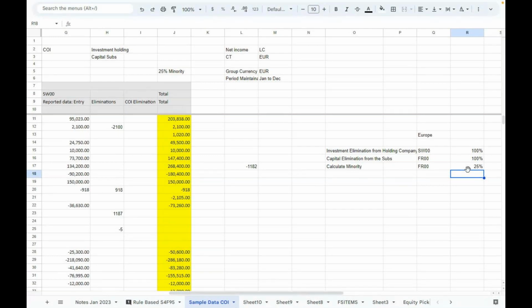And then you have to calculate the goodwill. Goodwill, some people want to post in the subsidiary, some people want to post in the holding. Both are possible. SAP has given that option. Now most of the customers post the goodwill in the subsidiary. So I'm posting the goodwill in the France books.